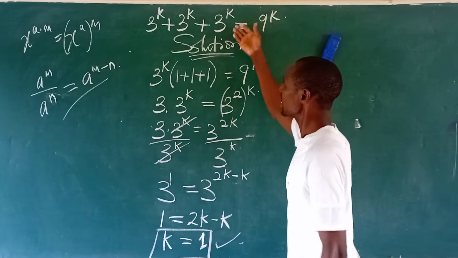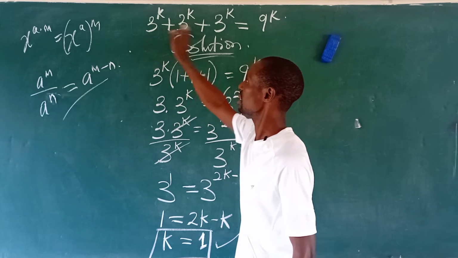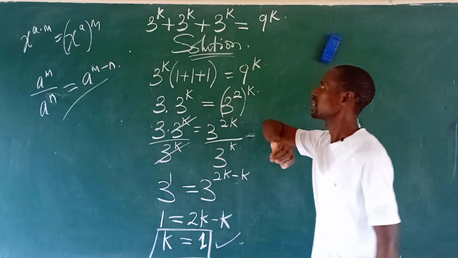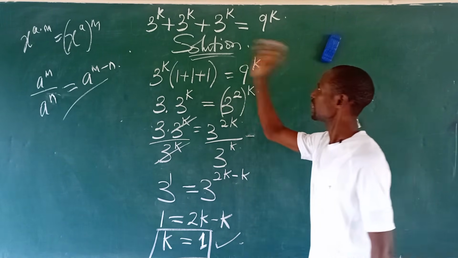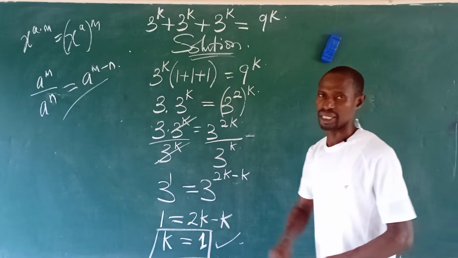If you put in 1 here, it's going to give you 3, 1 here, 3, 1 here, 3. So 3 plus 3 is 6, plus 3 will give you 9. And here we have 9 to the power of 1. And so 1 is the answer.